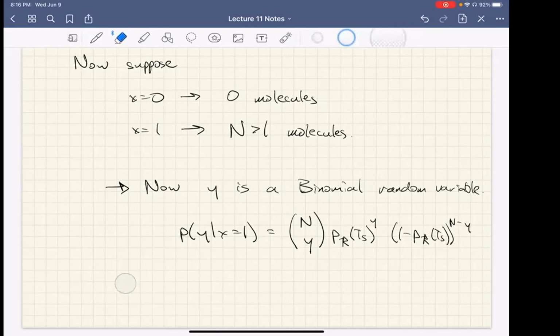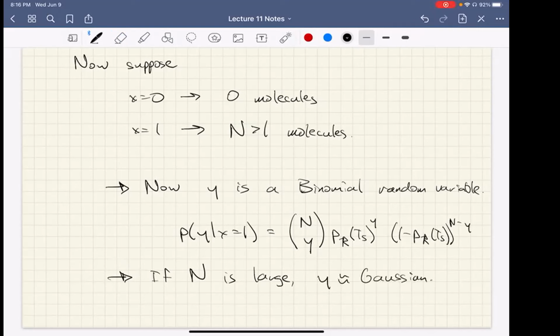Moreover, if n is large, y is approximately Gaussian. We talked about the mean and variance. The mean is now n times PRTS, and the variance is n times PRTS times 1 minus PRTS.